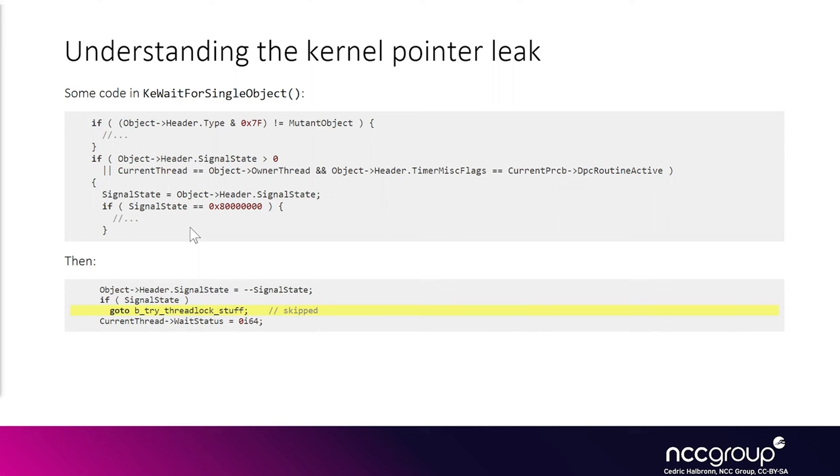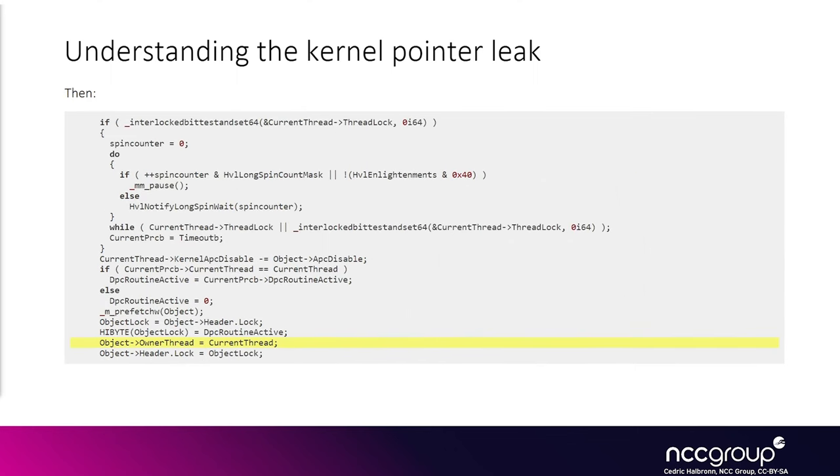And for instance, we can set the signal state to one, because then signal state becomes zero. So we'll avoid the go to branch and we'll continue. Then we see additional code.